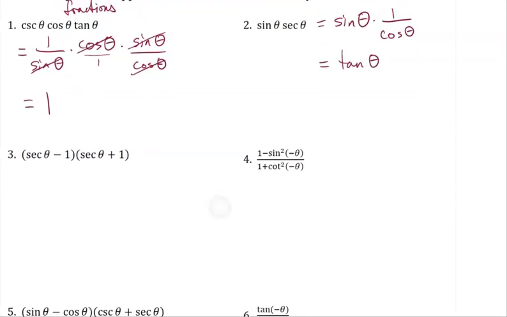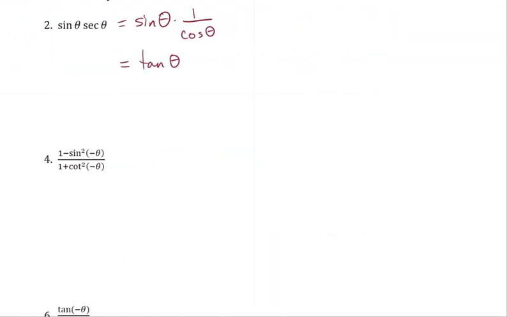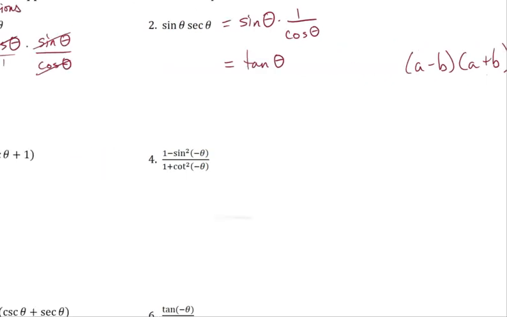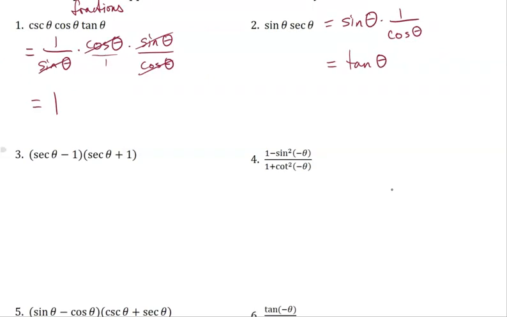I'm going to actually come back to this real quick and remind us of some algebra things. When we multiply conjugates together, it's the same thing as squaring the first, so a squared, squaring the second, the b squared, and putting subtraction between them. So when I see secant minus 1 times secant plus 1, I could write out all of the distribution with my first, my outer, my inner, my last.